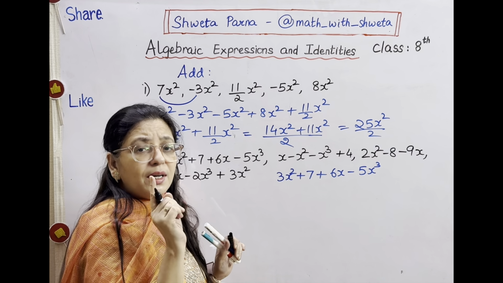I'll just erase this so that we get good space to do it. I'll keep the answer so that we can check. Now, we will bring all the like terms together. So, here 3x square. What is the like term with this? Minus x square. Then 2x square. Then plus 3x square. Clear? This you can put in a bracket with a plus sign.